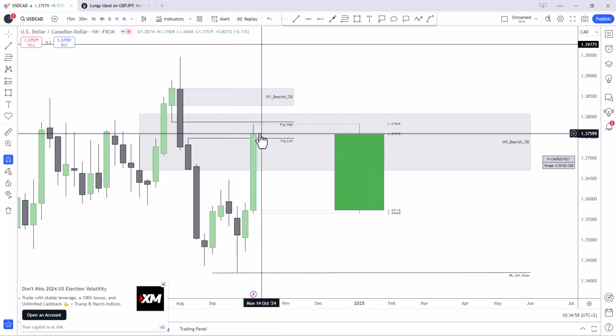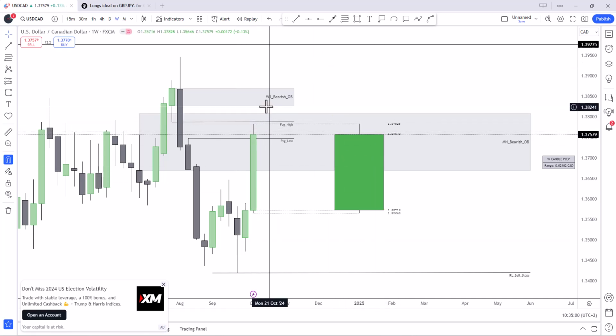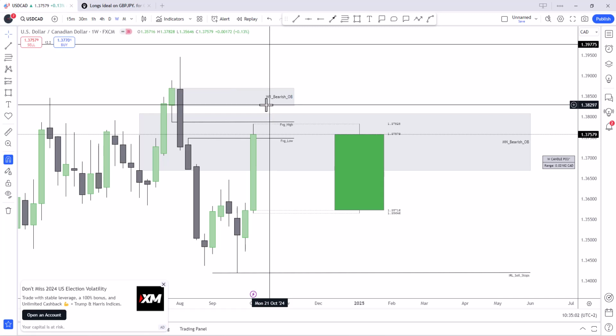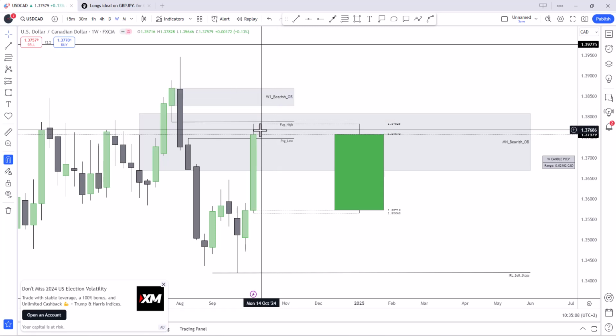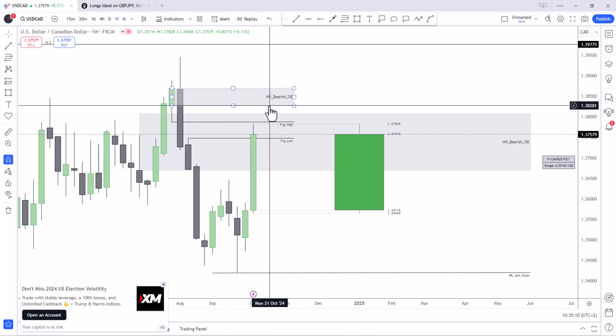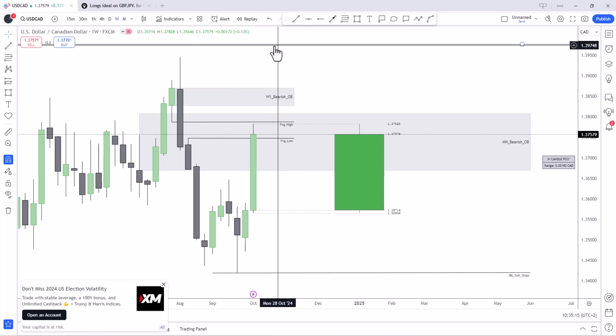We could see price probably open and trade into the order block, right? But if you have opened a short position already, that move to the upside should not deter you to say that, oh, you're now going to lose, because remember, your stop loss is above 1.39, so basically above $40 on USDCAD, right? So that move to the upside should not deter you.